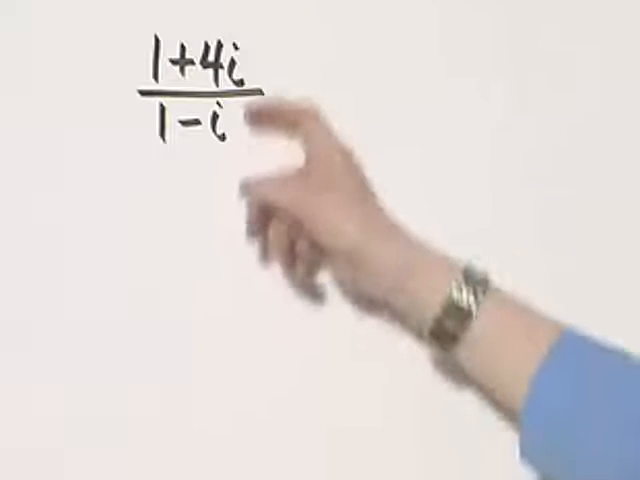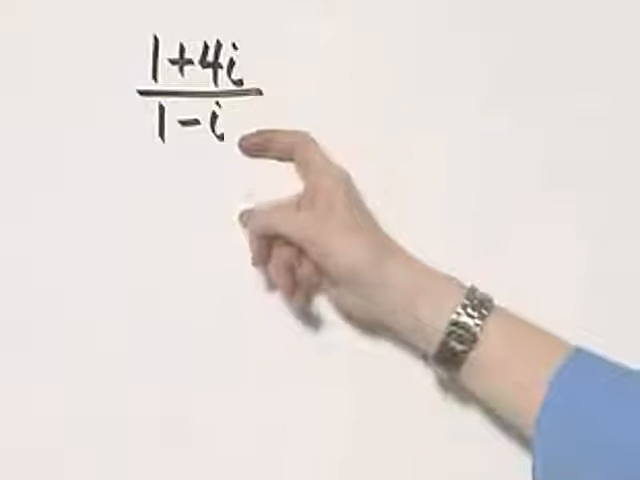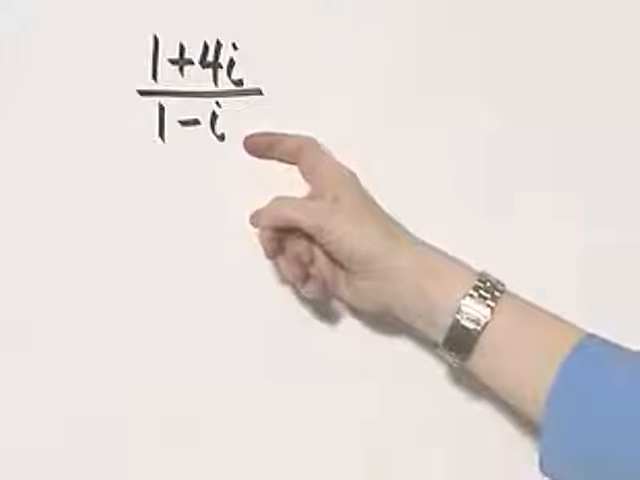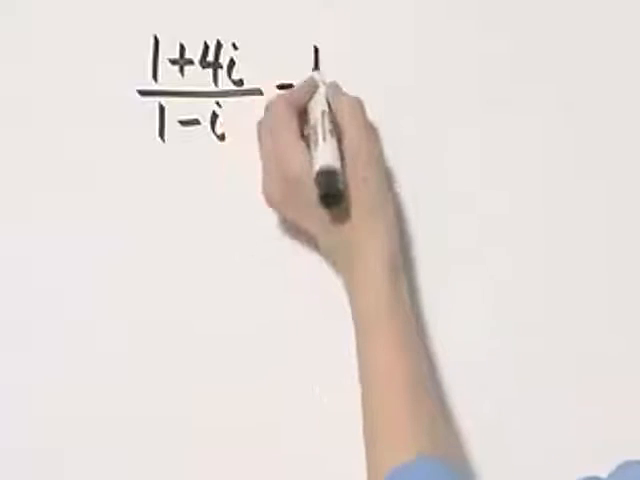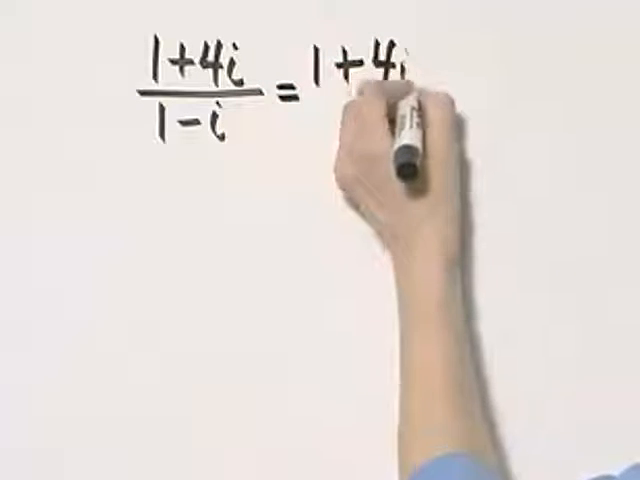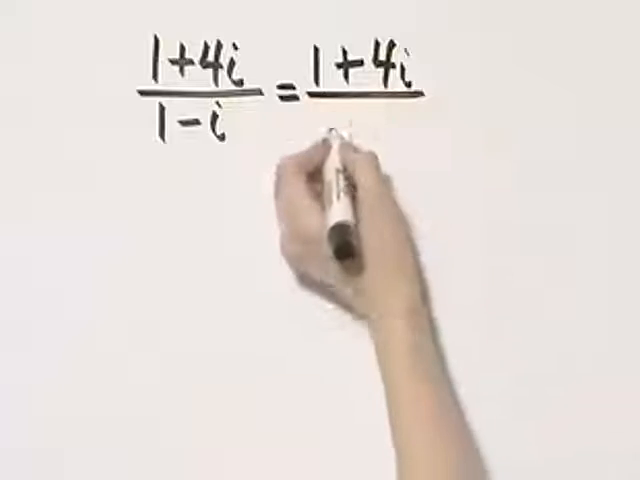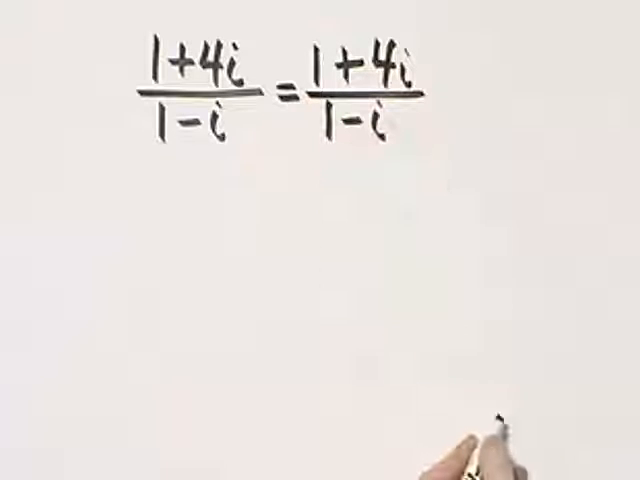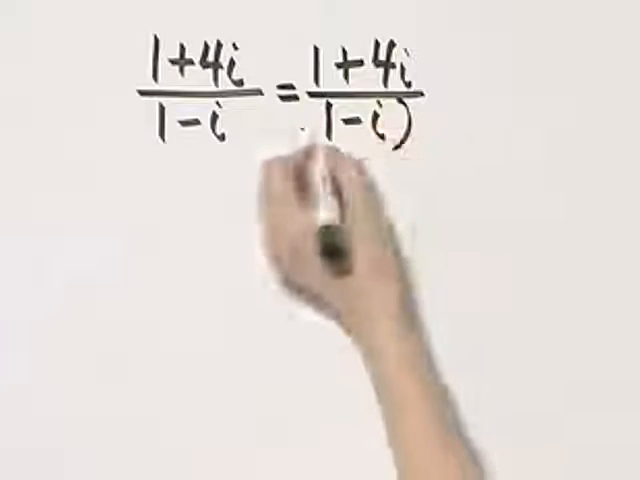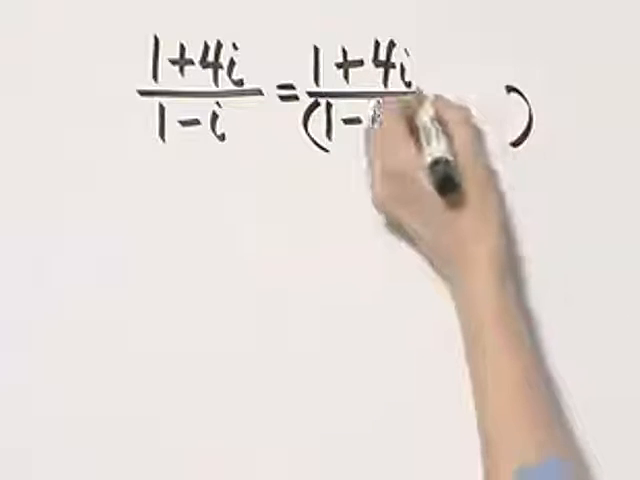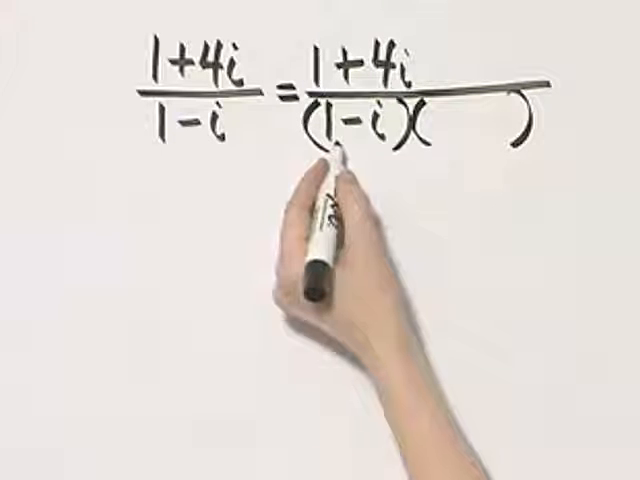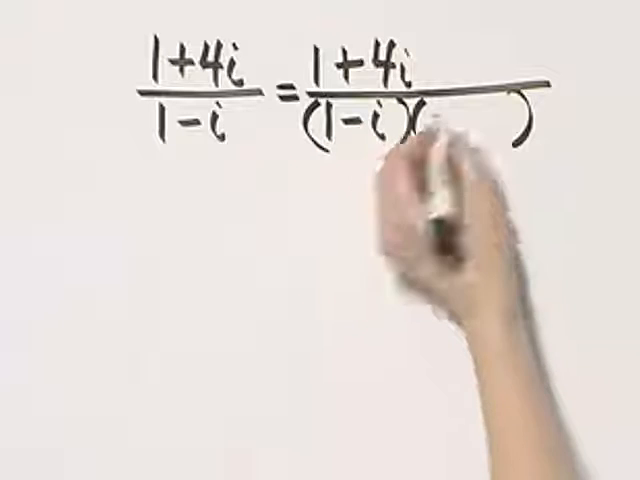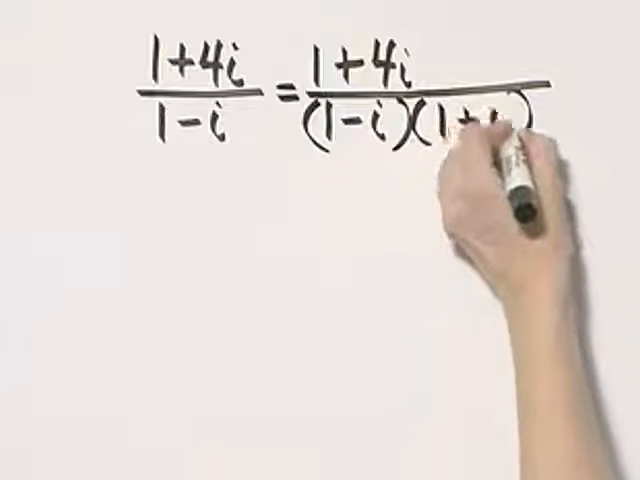We'd like to divide these two complex numbers. In other words, we'd like to write this in the form a plus bi. To do so, you can, as I just mentioned, think of this as one complex number divided by another complex number. And to write this into form a plus bi, we will multiply numerator and denominator by the conjugate of the denominator. What is the conjugate of 1 minus i? It is 1 plus i.